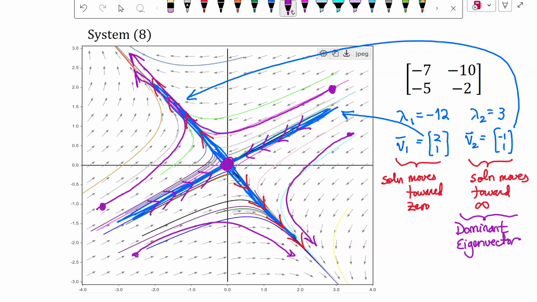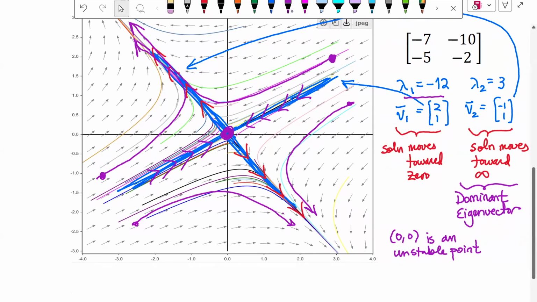So even though we have one negative eigenvalue, overall, the 0, 0 equilibrium point is still considered unstable because there's only one exact line along which solutions will be driven to 0. Every place else, you're going to eventually move out toward infinity. There's a special name for a point like this. It's actually called a saddle point.